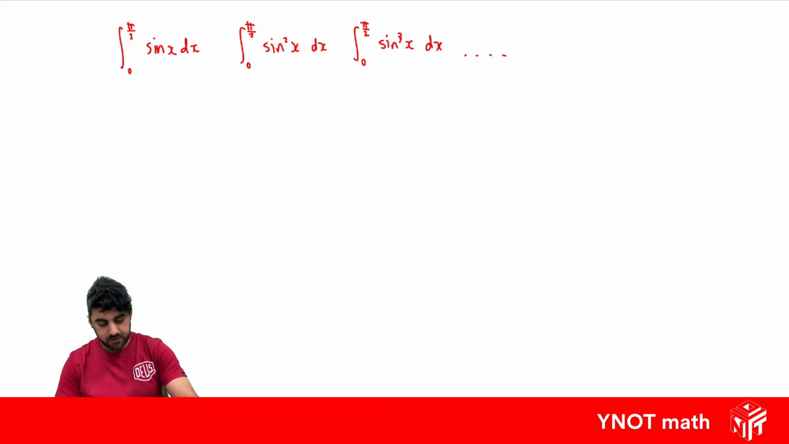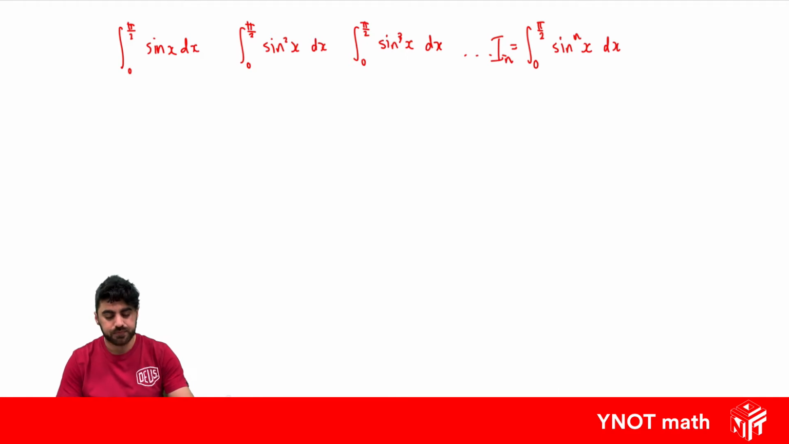and the integral from 0 to pi on 2 of sine to the n of x dx. Should be an n. And we're going to let this last one equal I n.